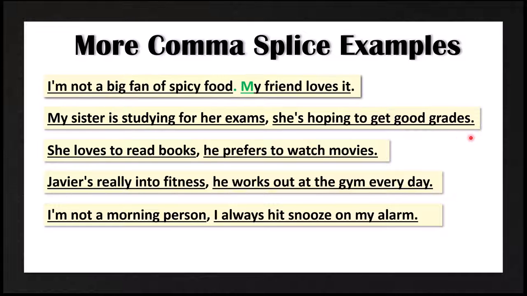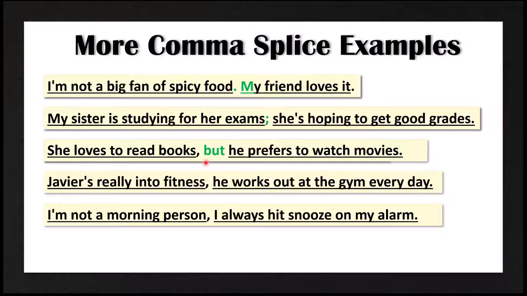For example, I'm not a big fan of spicy food. Period. And then we capitalize: my friend loves it. This is now correct. My sister is studying for her exams. Semicolon. She's hoping to get good grades. Okay, this is now correct.